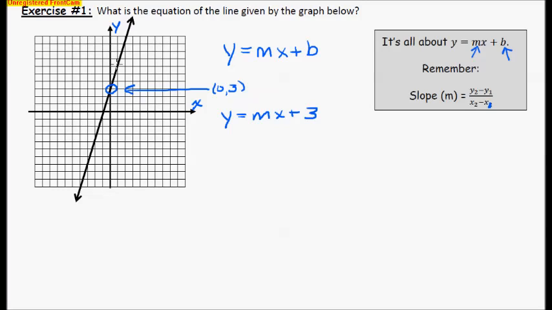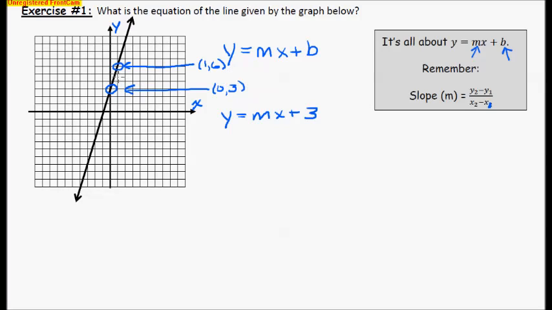Let's find another point. It looks like this point right here crosses the grid right where these two grid lines cross each other, so that is a good point on the line. That is the point 1, comma 8. Is that 8? 1, 2, 3, 4, 5, 6. Sorry, 1 comma 6. That was a little low to be 8. Okay, so that's the point 1 comma 6.